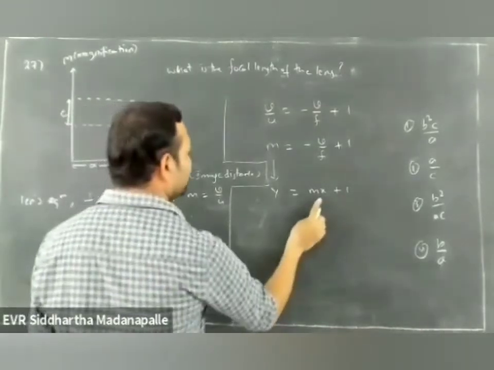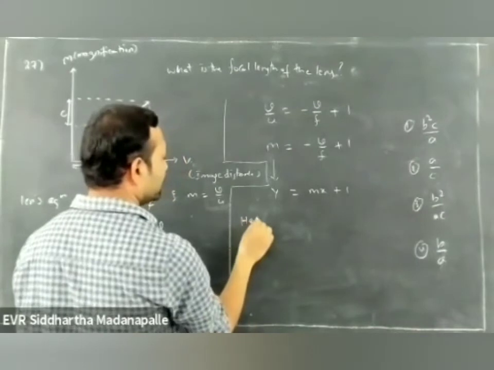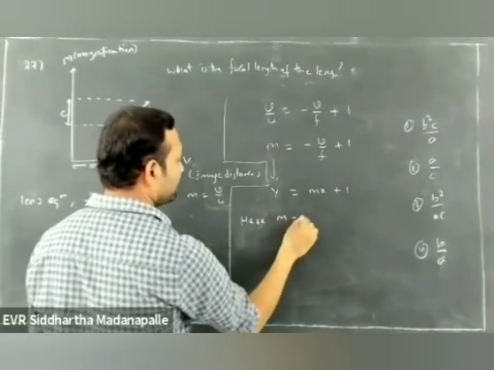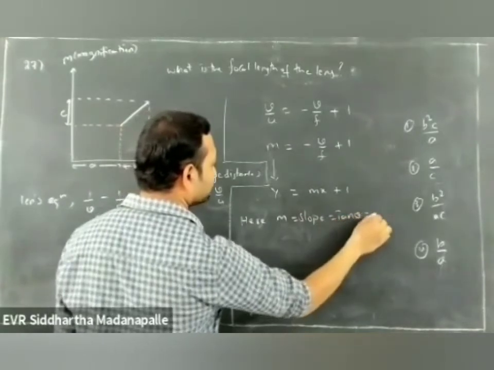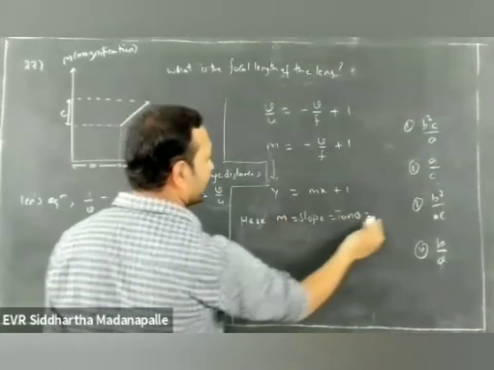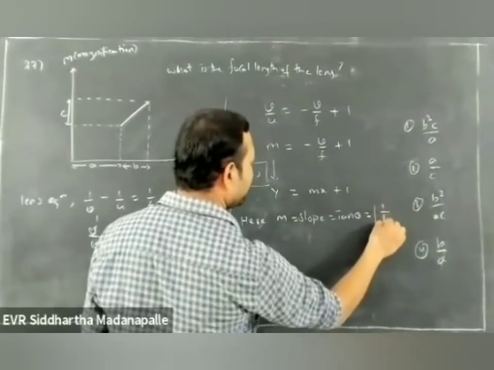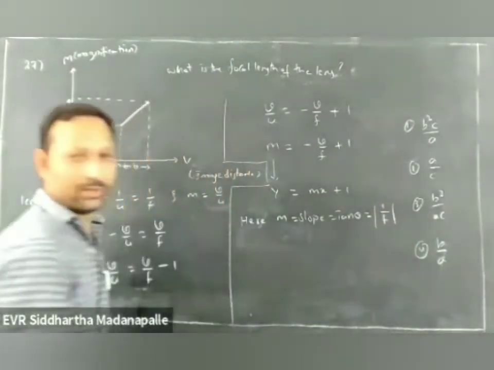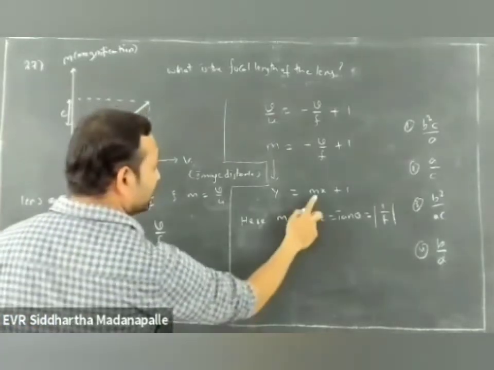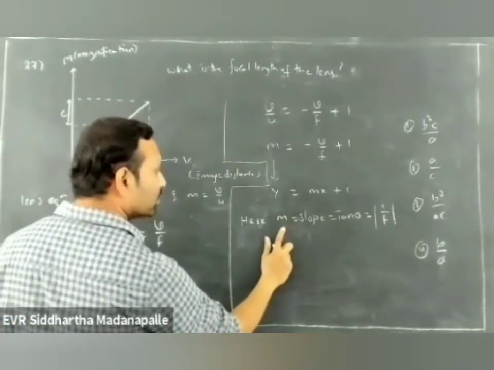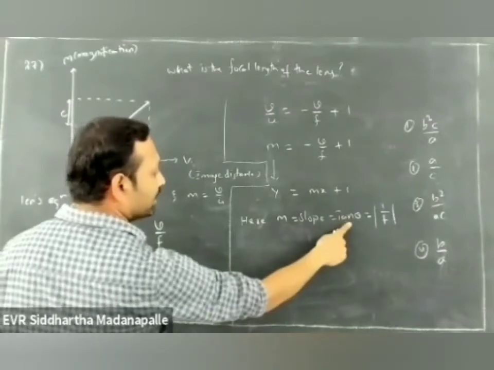Now what does M indicate? So here M indicates the slope, which is equal to tan theta. And from this here we can write 1 by f. I am taking the magnitude here, 1 by f, because they did not mention whether the image is real or virtual. So this is not magnification, it is the slope, equal to tan theta.